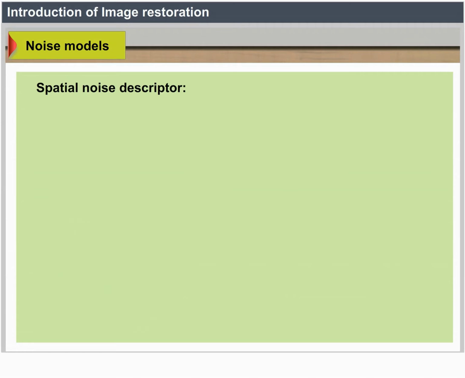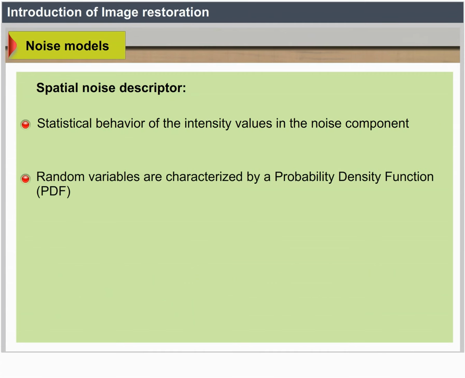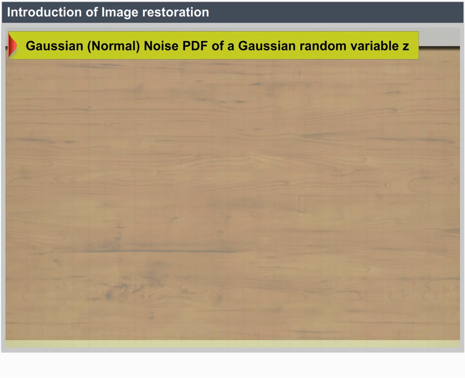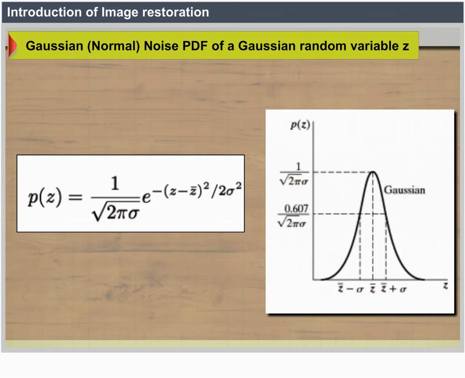Spatial noise descriptor: statistical behavior of the intensity values in the noise component. Random variables characterized by a probability density function, PDF. Some important noise probability density functions. The Gaussian normal noise PDF of a Gaussian random variable Z is represented on the screen.